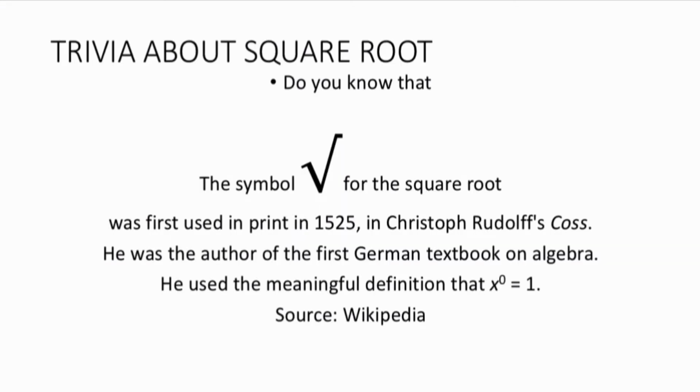Here is some trivia about the square root symbol that we'll be using a lot in this discussion. Do you know that the square root symbol was first used in print in 1525 in the book of Christoph Rudolff? Rudolff was the author of the first German textbook on algebra, and he used the meaningful definition of x to the 0 equals 1, or any number raised to 0 equals 1. This happened in 1525, that was 4 years after Magellan circumnavigated the world and landed in the Philippines.